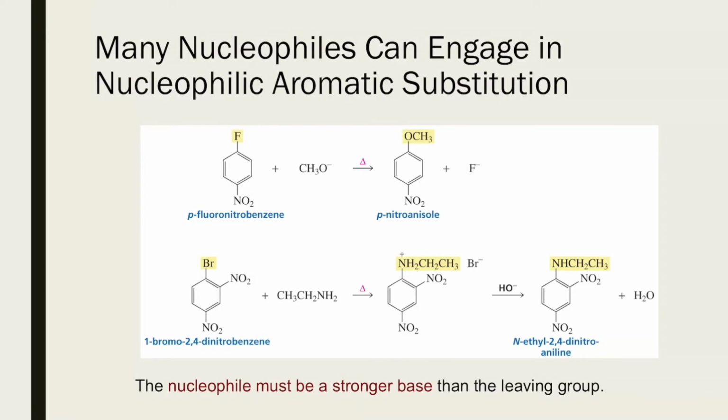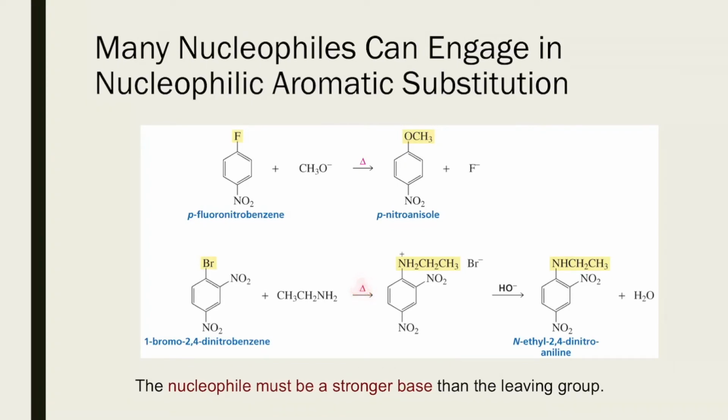Next, many nucleophiles can engage in nucleophilic aromatic substitution reactions. So say, for example, fluorine can be replaced by a methoxide ion, and in all of these cases you need to think that this nucleophile should be relatively stronger than the one which should act as the leaving group. So again, here you have the amine. We know that the amine is a stronger base than the bromine. Okay, only then the reaction is going to happen.